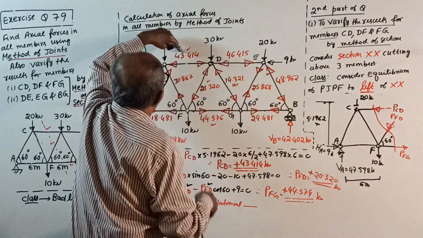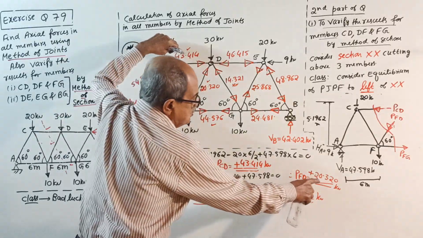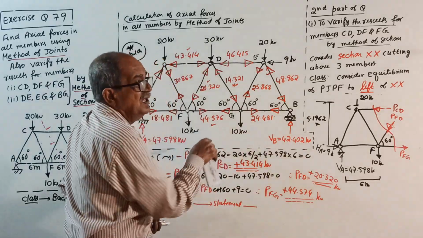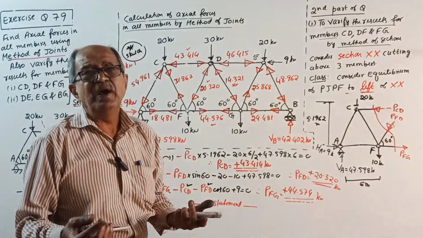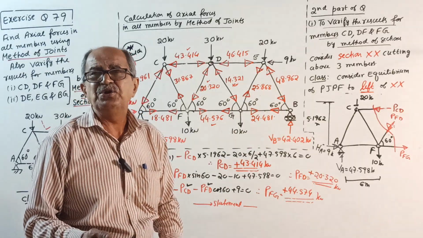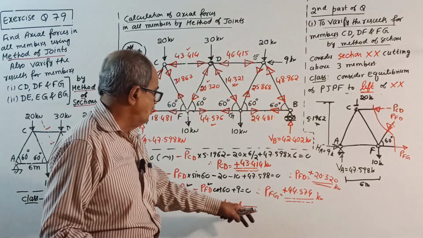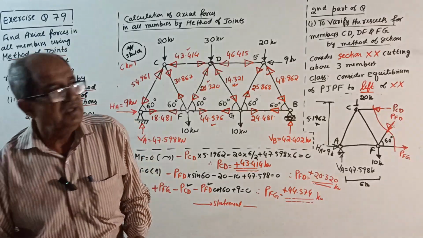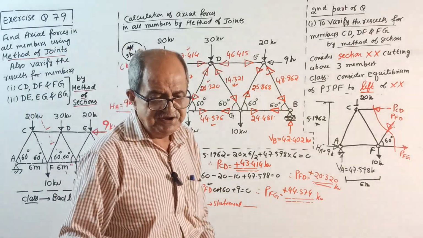43.414, see here, 43.414. 20.320. 44.576 here, 574. That is due to approximation, it will happen, 0.002. Okay. Therefore, they perfectly tally. Now, second part of the question. I'll finish it now.